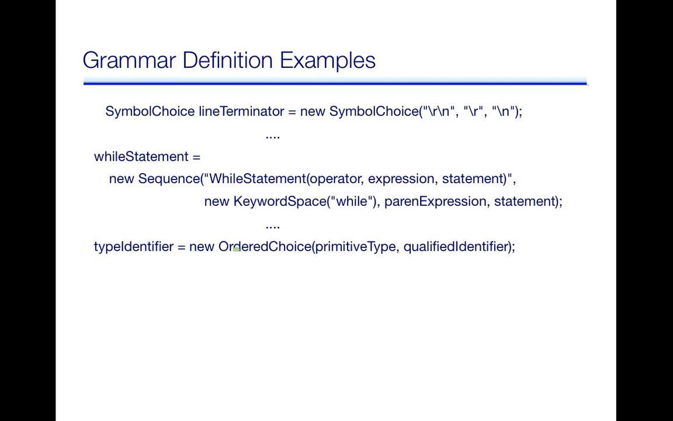And then another grammar definition is the type identifier, and this is an ordered choice, and it can either be a primitive type or a qualified identifier. So the primitive type would be an int, float, etc., and the qualified identifier is like java.lang.String.